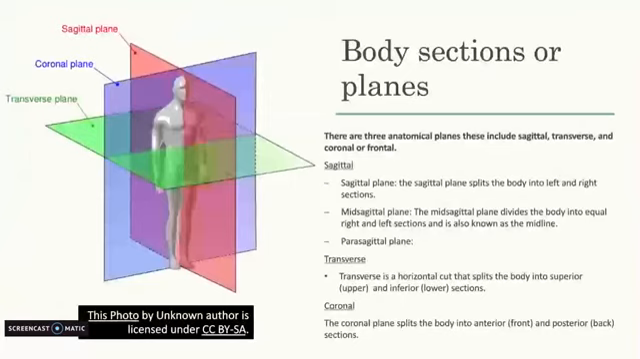Sagittal plane. The sagittal plane splits the body into left and right sections. Next, we have the transverse plane. The transverse plane is a horizontal cut that splits the body into superior upper and inferior lower sections. Coronal. The coronal plane splits the body into anterior front and posterior back sections. You can see this in the picture on the left.